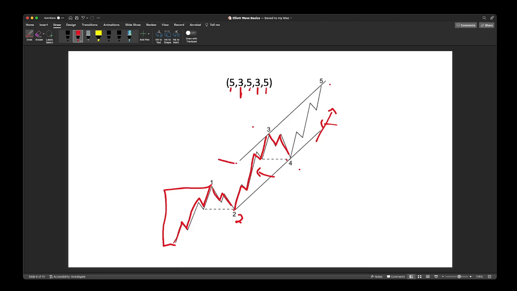The 3 rules: your wave 3 is never the shortest. Wave 2 cannot go beyond the initial price point of wave 1, and wave 4 cannot go beyond the end, the terminus of wave 1. As long as we follow those few guidelines, those 3 rules, we can assume that it's an impulsive wave.